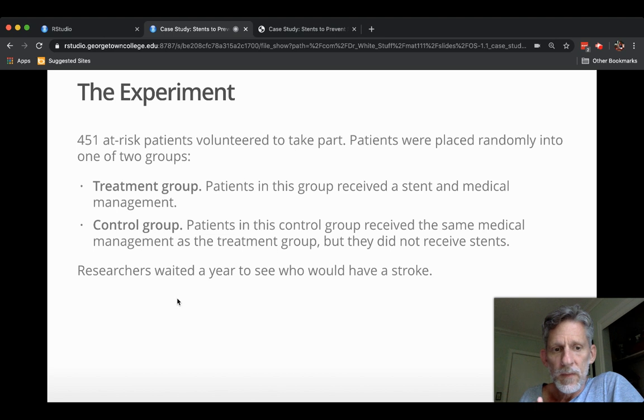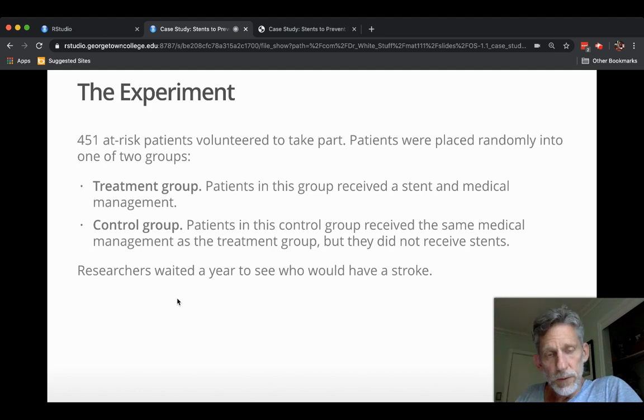What they did was they went to people who were at risk for stroke and asked them if they wanted to be part of an experiment. And they got 451 people to volunteer. And what you have to do in order to actually get people to volunteer is you have to tell them what the rules of the experiment are going to be. And these were the rules.